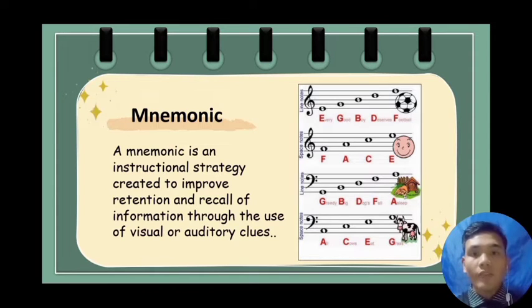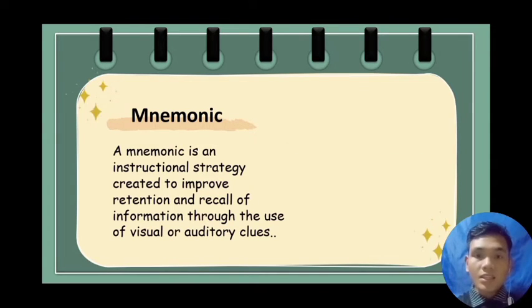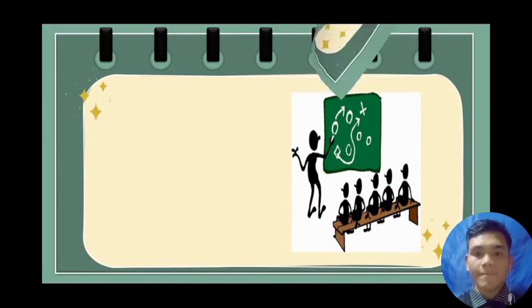In music, we have Every Good Boy Does Fine and FACE, which represent the lines and spaces. In math, we have PEMDAS, the sequence of operations used to solve an equation. PEMDAS stands for parentheses, exponent, multiplication, division, addition, and subtraction. These terms help students retain the meaningful information given to them.